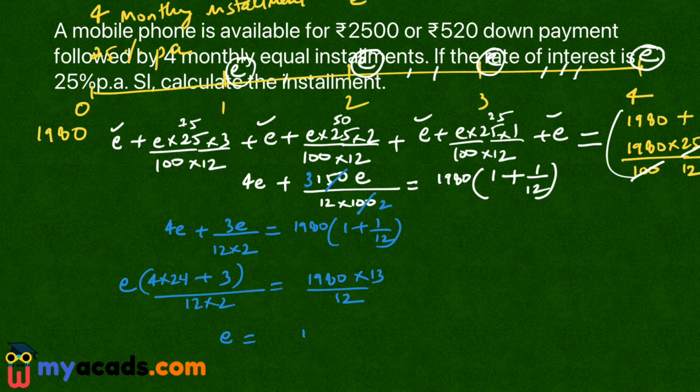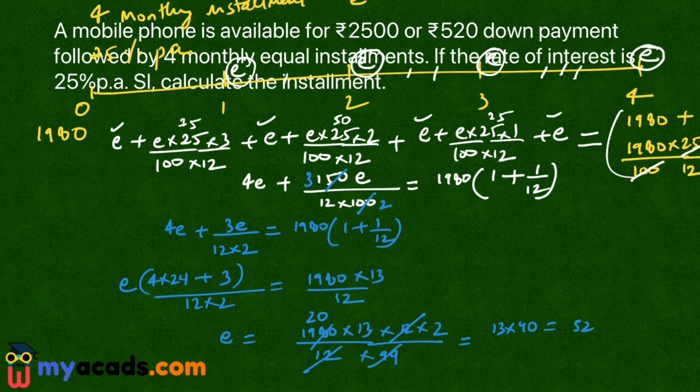So E is 1980 into 13 divided by 12, into 12 by 2. Now this is 4 into 24 is 96 plus 3 is 99. 12 will cancel out, and 19, 20 is 1980. So this is 13 into 40. 13 into 4 is 52. So 520 is the answer. So the value of installment E is 520.